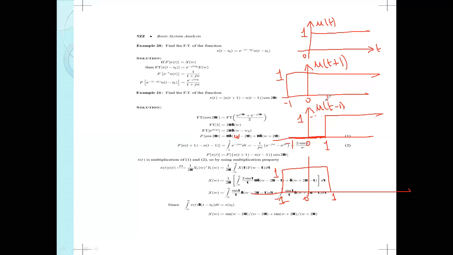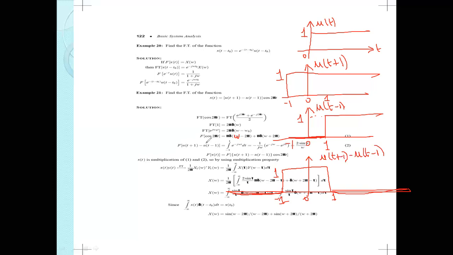And what about from 1 to infinite? Here also the 1 is there. From 1 to infinite, 1 minus 1 is 0. So the function mu of t plus 1 minus mu of t minus 1 has magnitude 1 only from minus 1 to 1, and the remaining is 0. So the value is totally 0, and here also the total is 0. You can call it a rectangle function.